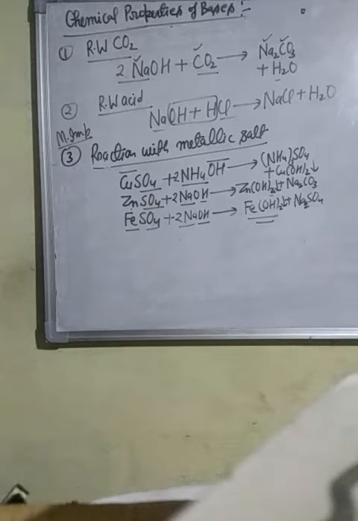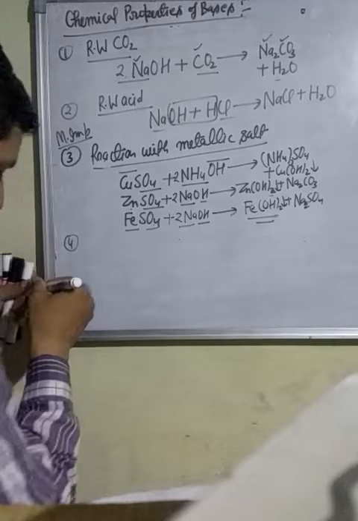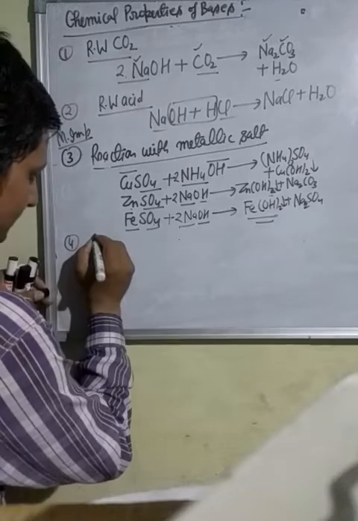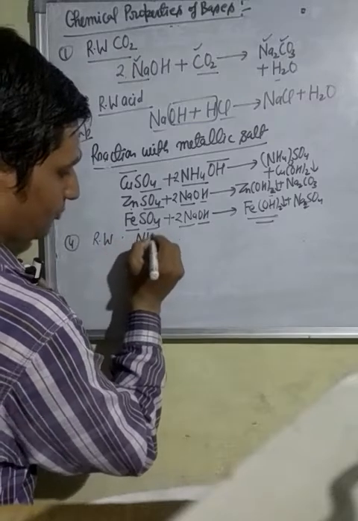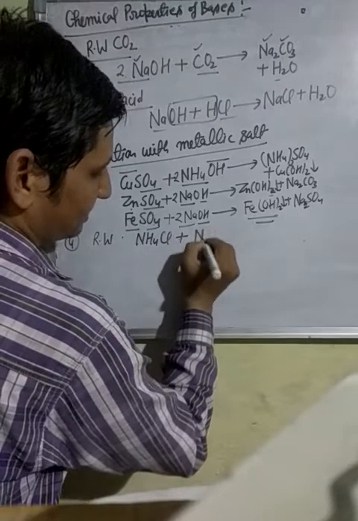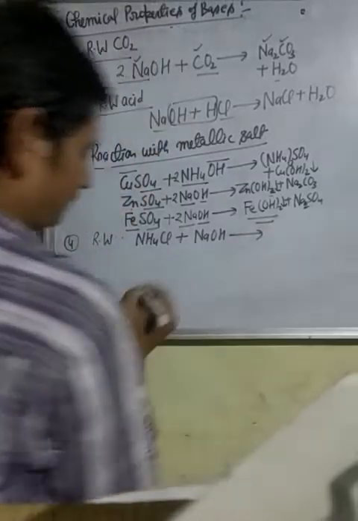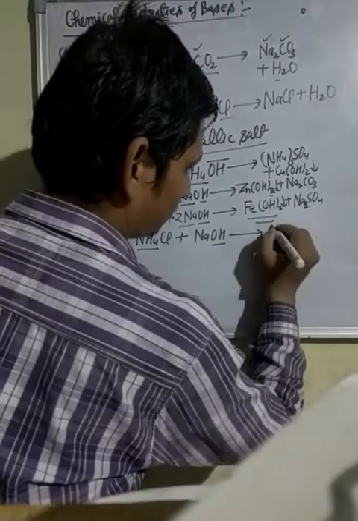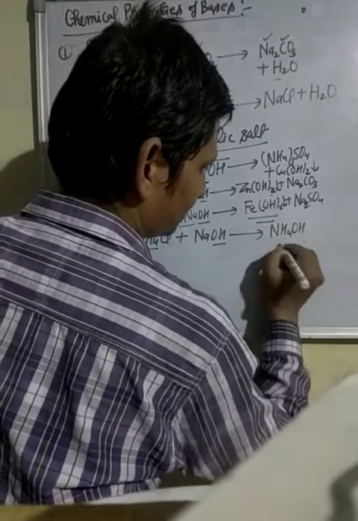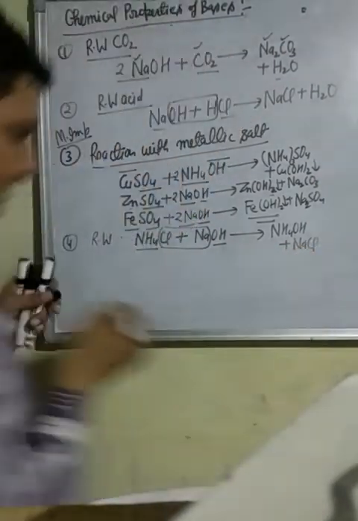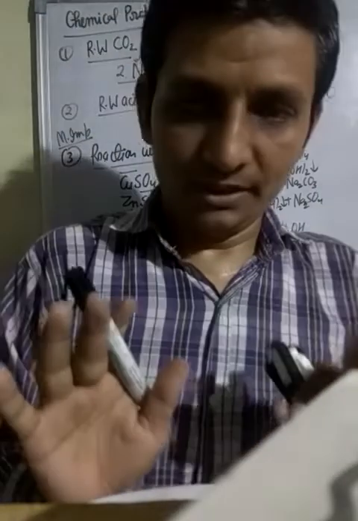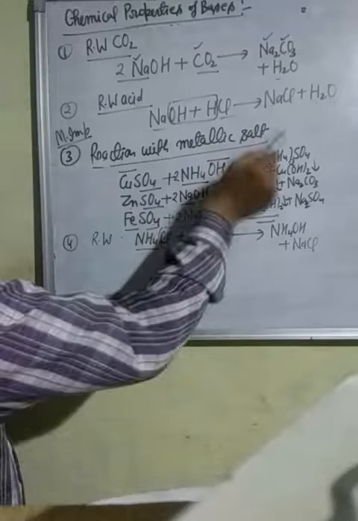After this, the fourth reaction is reaction with ammonium salt. Ammonium salt is ammonium chloride. Base reacts with ammonium chloride to form ammonium hydroxide, which is a weak base, and salt NaCl. Okay, students. So these are the important things you have to learn. This reaction is the most important reaction. You have to prepare it for the board exam.